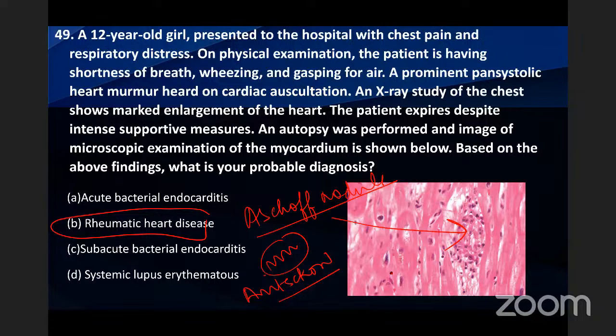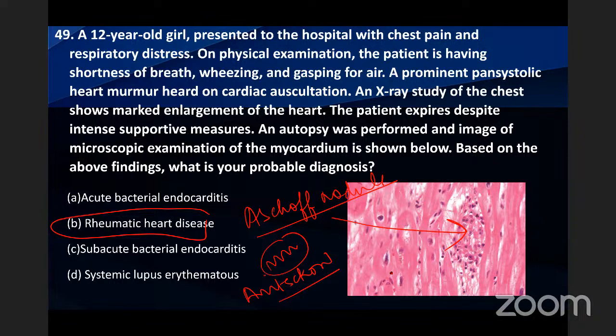Apart from that, caterpillar chromatin is very typical of Anitschkow cells. Also, you should remember that granulation tissue in MI is always formed on day 7. That's a very characteristic point you remember. Apart from that, the first morphological change to be seen in MI is waviness. Waviness is the earliest morphological change seen in myocardial infarction.